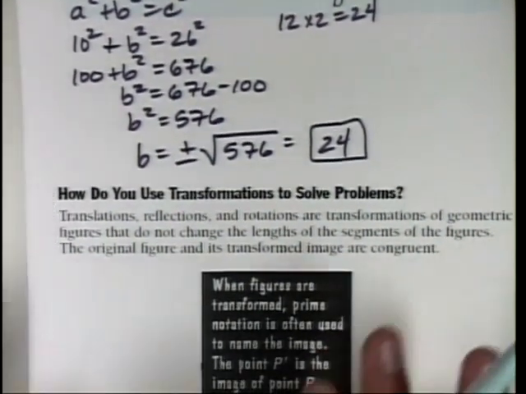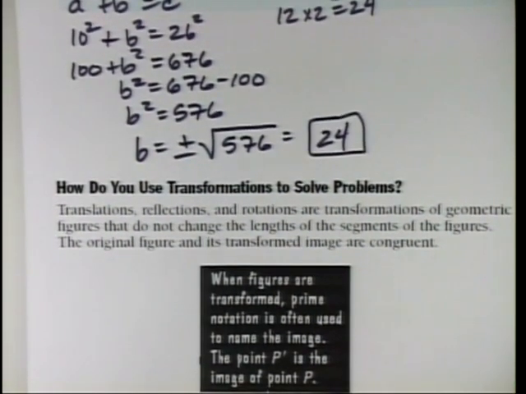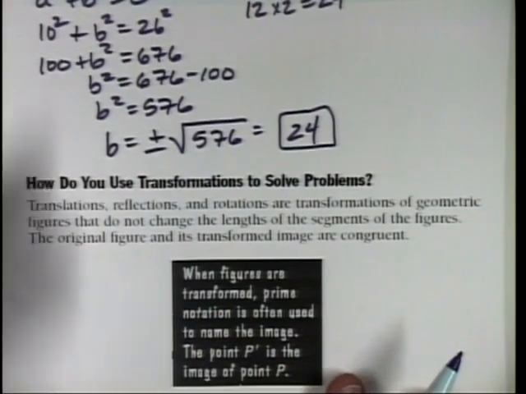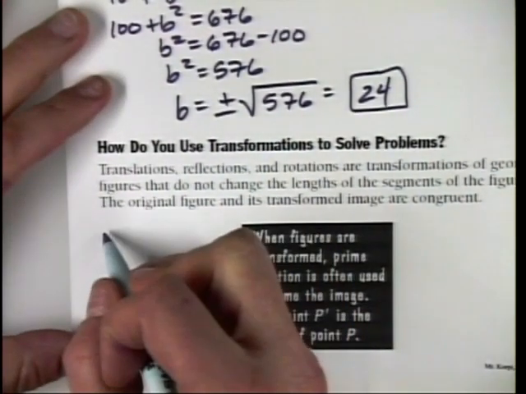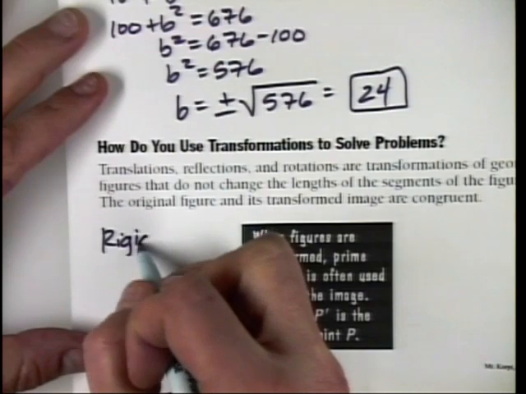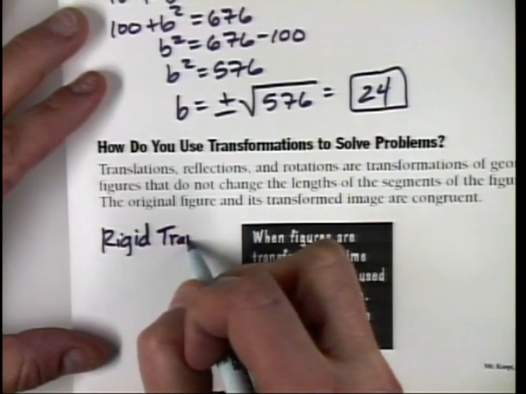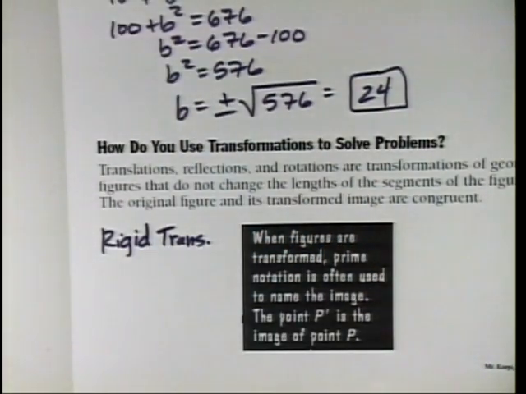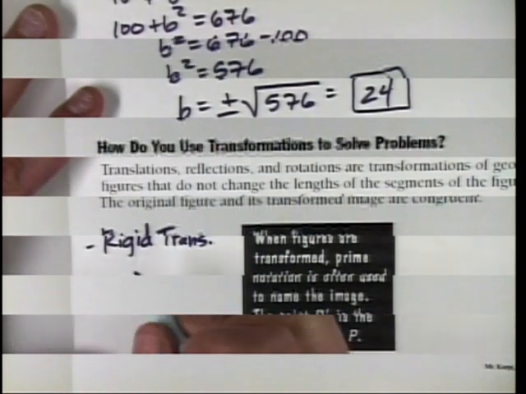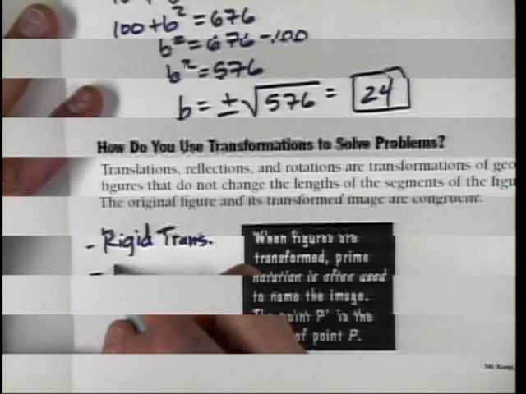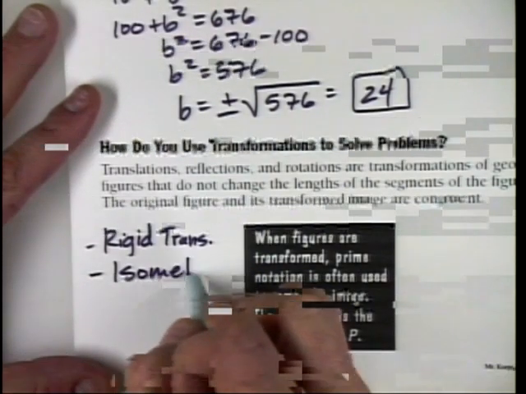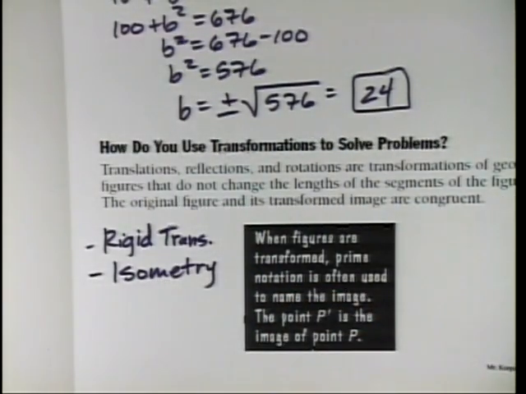Another thing that's going to be on Objective 6 are the transformations. And we talked about transformations in an earlier program. We basically had some rigid transformations. And remember, a rigid transformation is one that does not change the shape of the object. It remains rigid. Another name for the rigid transformation was an isometry. An isometry was a rigid transformation.